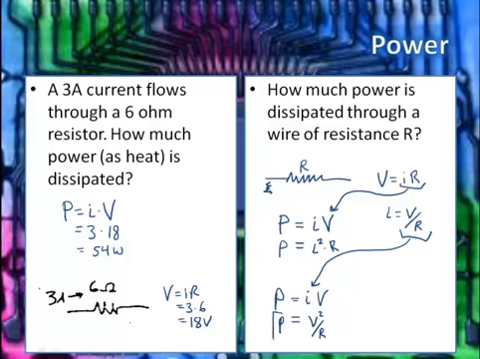So, as a whole, we have three different equations for power. We've got I squared R. We've got the derived V squared over R. And we also have, just in general, I times V.